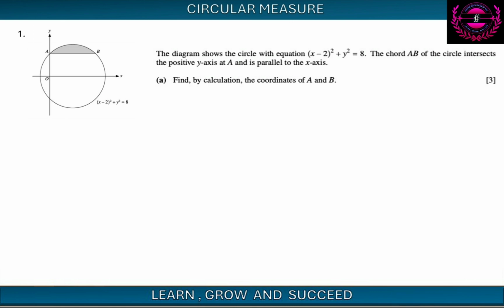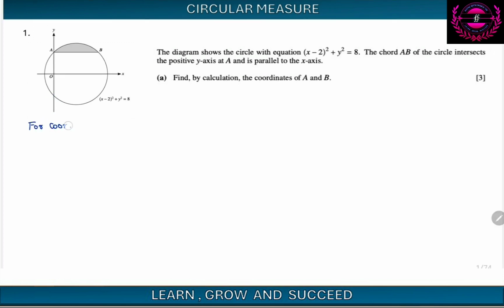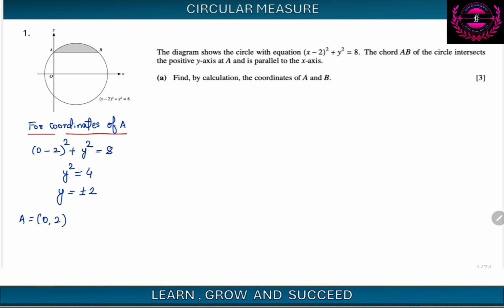We know that the point A lies on the y-axis, therefore the x coordinate is 0. So for coordinates of A, directly substituting x equals 0 in the equation of the circle, y square equals 8 minus 4, which is 4. y equals plus minus 2. So A has x as 0 and the y coordinate is obviously 2. It is not minus 2. It is clear from the diagram itself.